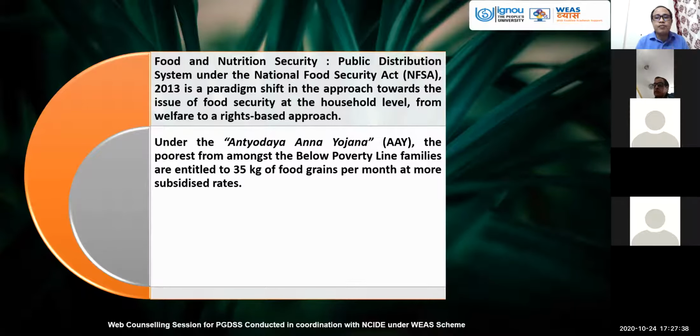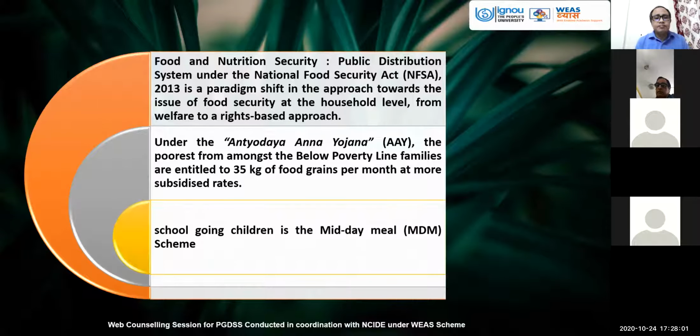You must have seen evidence of this particularly in the lockdown period, and not only lockdown, even today the government of India is giving 35 kg of food grains per month without taking any money, particularly in this COVID-19 period. Then the midday meal scheme, which was started two decades ago, is one of the important schemes which the government of India is implementing with a highly successful rate.